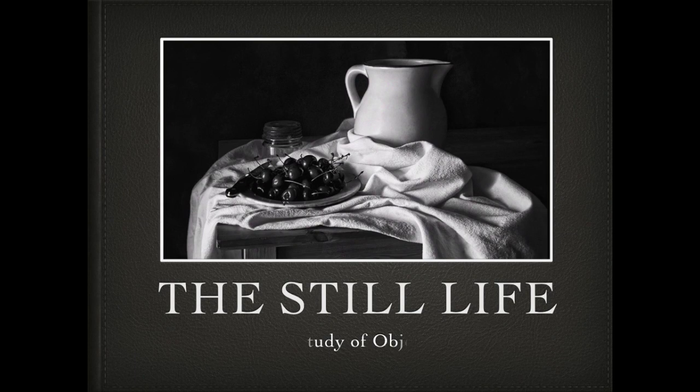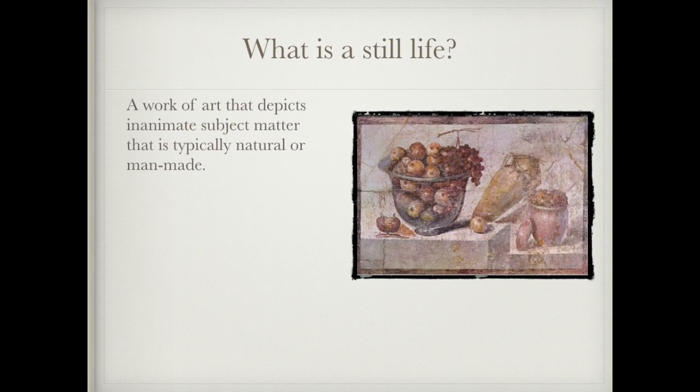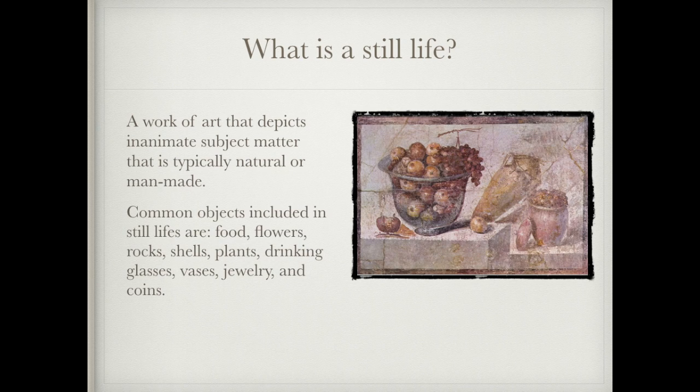The still life, a study of objects. What is a still life? A still life is a work of art that depicts inanimate subject matter that is typically natural or man-made. Common objects included in still lifes are food, flowers, rocks, shells, plants, drinking glasses, vases, jewelry, and coins.